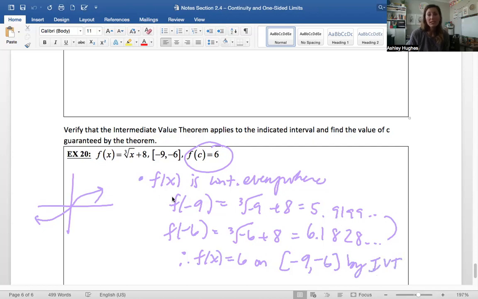So again, you're talking about it's continuous. You plug in the bottom number and then you plug in the other number, and then you say therefore it must equal whatever value, as long as that value is in between the two outputs that you plugged in, because it must pass through all those in-between values by the intermediate value theorem.